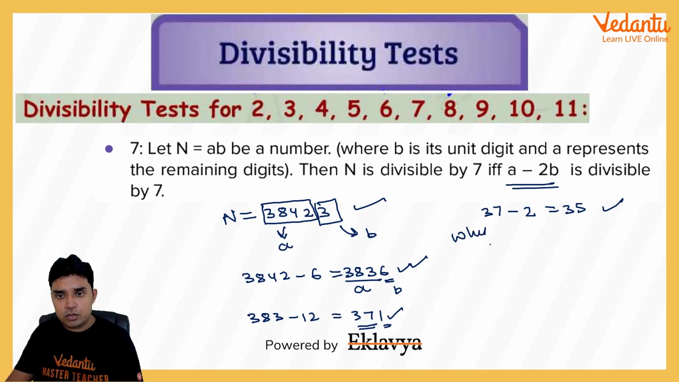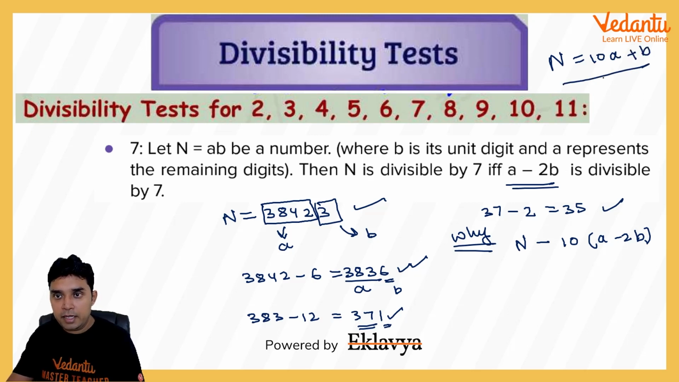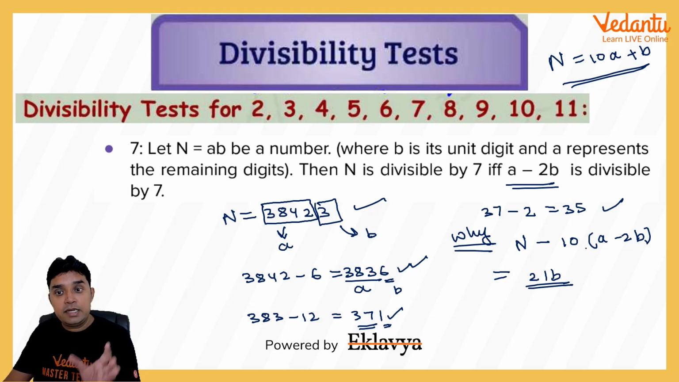But why is it happening so? Please see. Suppose your number n is subtracted by 10 times (a minus 2b). Okay, and this n here is actually 10a plus b. If n is 10a plus b, and if you subtract 10 times (a minus 2b), you get 21b. Which means this difference of n with 10 times (a minus 2b) will always be a multiple of 7. Isn't it? It is a multiple of 7.